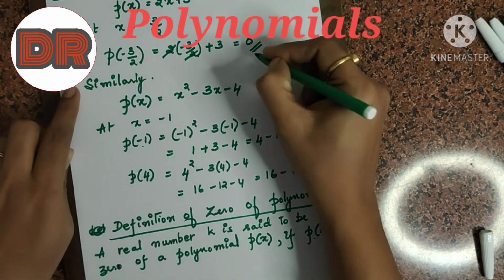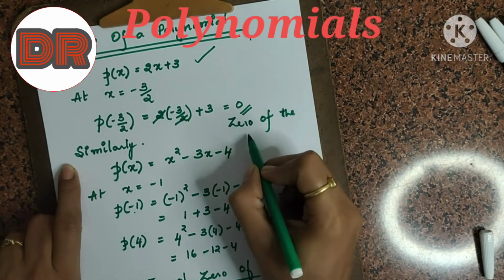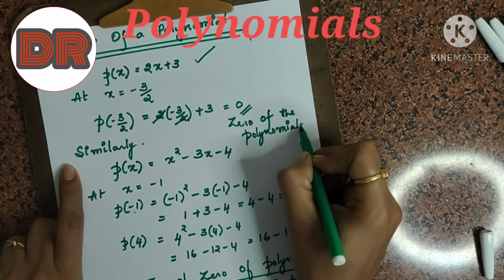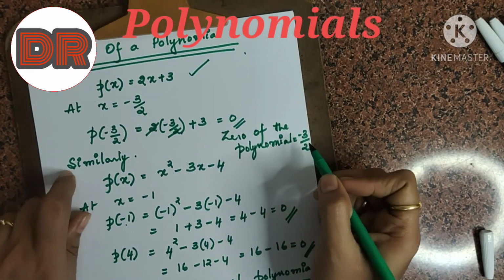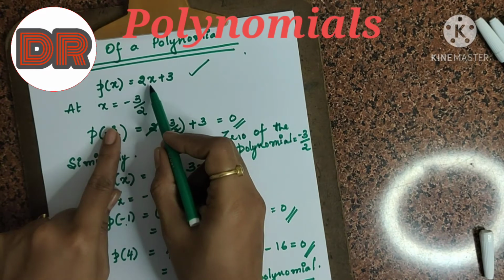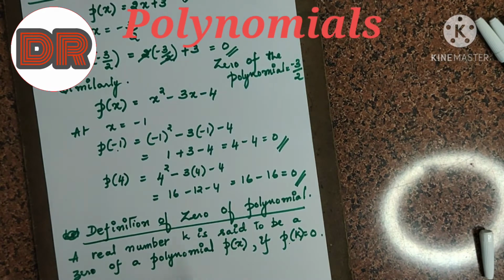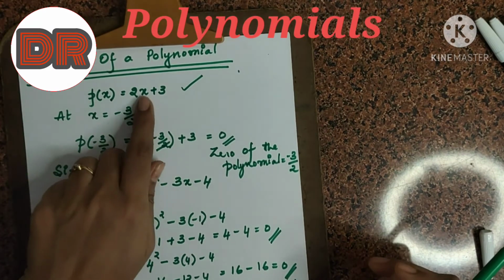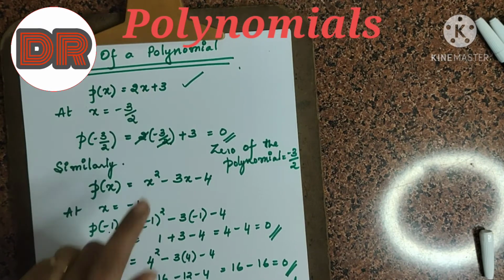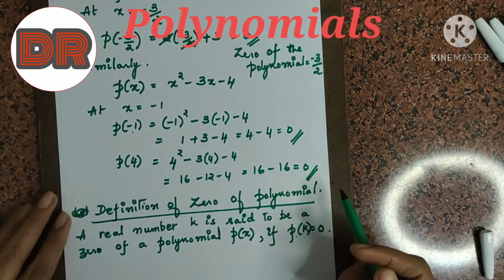So here what is the 0 of the polynomial? So 0 of the polynomial here is minus 3 by 2. Why is it minus 3 by 2? Because if I substitute minus 3 by 2 in the polynomial, I will be getting the value of the polynomial as 0. So that is the 0 of the polynomial. So since it is a linear polynomial, we will get only one value as 0 of the polynomial. That is only one real number as 0 of the polynomial.